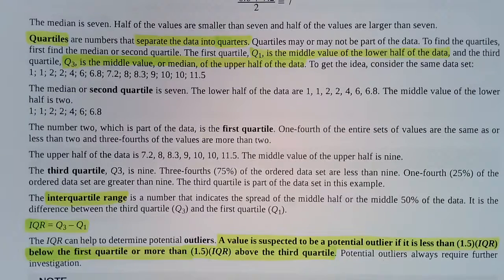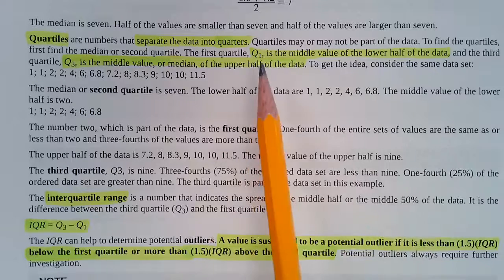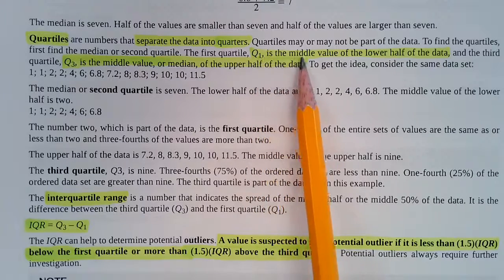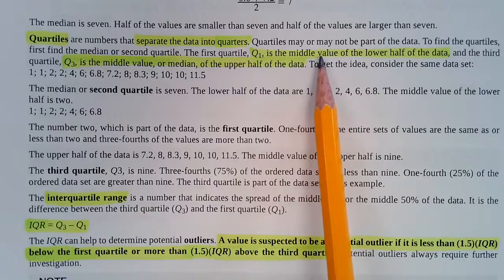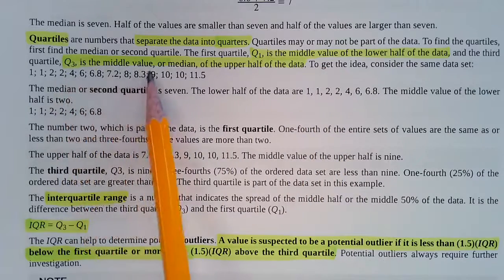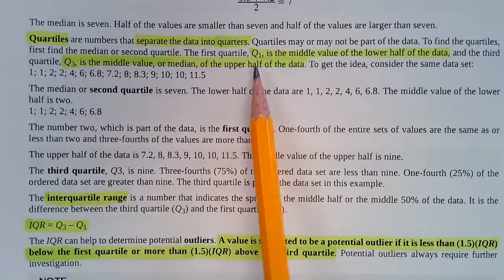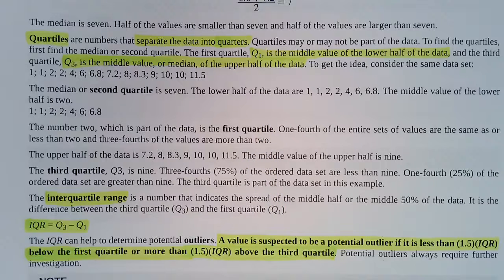Right, quartiles separate your data into quarters. And so your first quartile is the middle of the first half of your data, and the third quartile is the middle of your upper half of the data. Okay, and remember that your second quartile is the same as your median. So your first quartile is the same as your 25th percentile, second quartile is the same as your median, and the third quartile is the same as your 75th percentile.